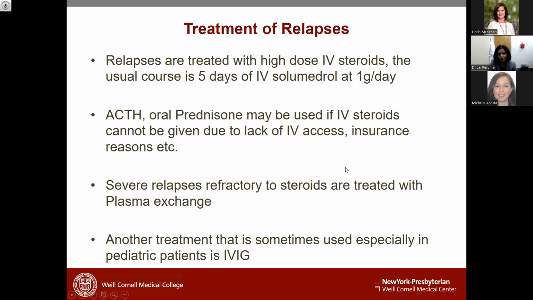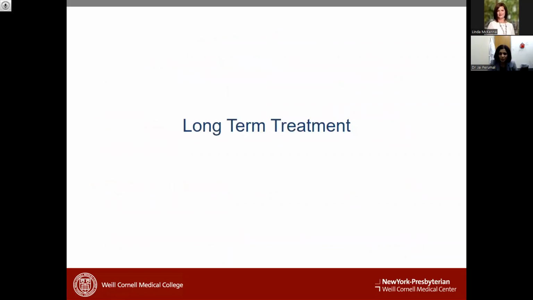Now, if they don't respond to steroids, IVIG or plasma exchange is used. And this is often the case with NMO patients. MS patients usually respond to steroids very well.